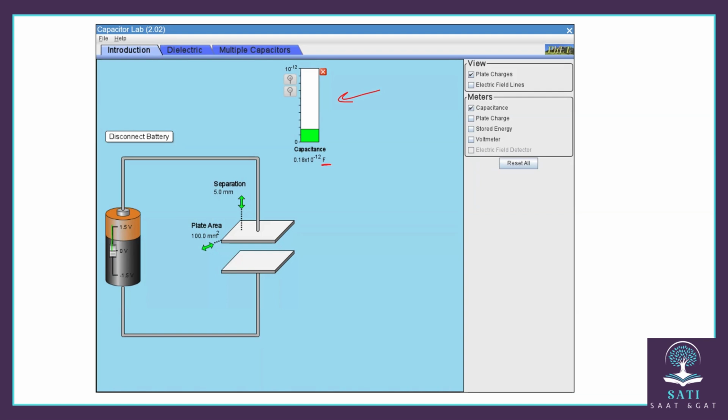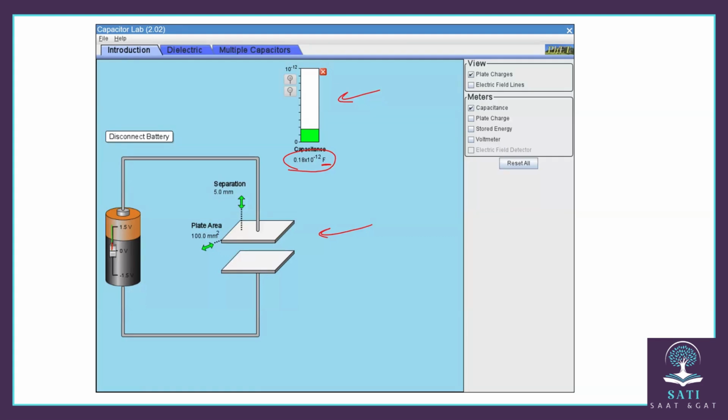Okay, now when does capacitance increase? It depends mainly on the size, volume and area of the capacitor itself, and on the material used to manufacture the capacitor. How? For example, in this condition, as you see, the capacitance is 0.18 times 10 to the power of negative 12 farads.